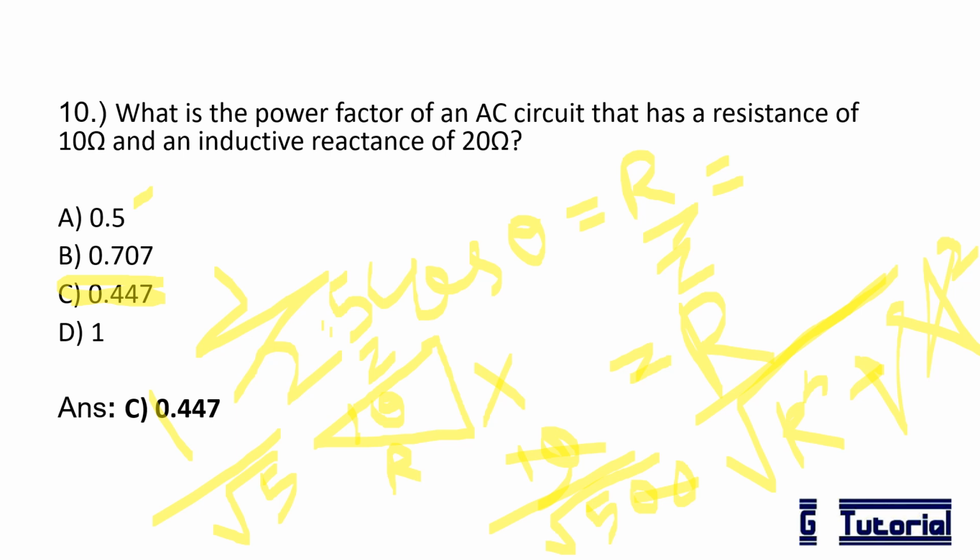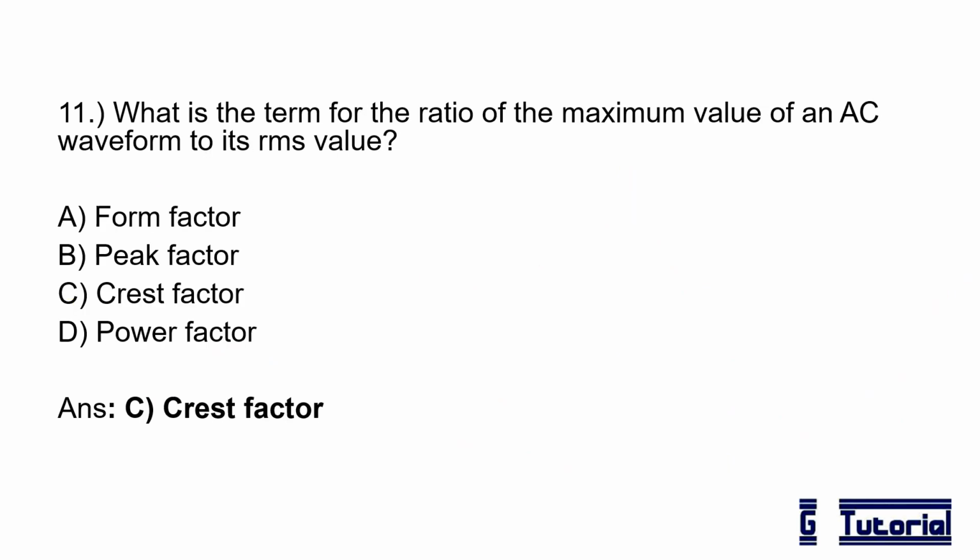The closest square is 4 to 5. So root of 4 is 2. So root of 5 will be slightly more than 2. If it is 1 by 2, the answer will be 0.5. But 1 by slightly more than 2, the answer will be slightly less than 0.5. So it is 0.447. What is the term for ratio of maximum value of AC waveform to its RMS value?